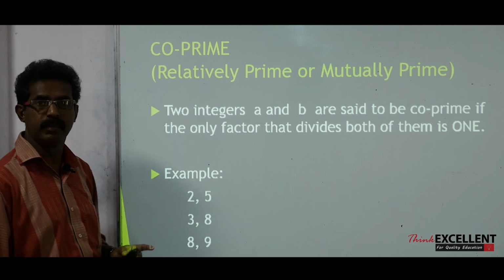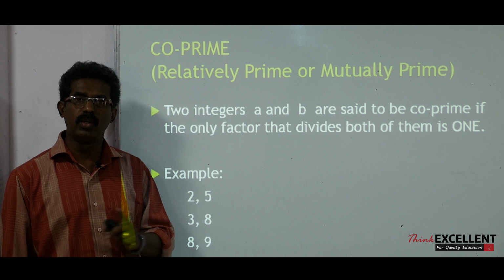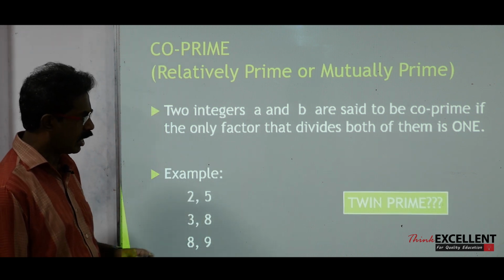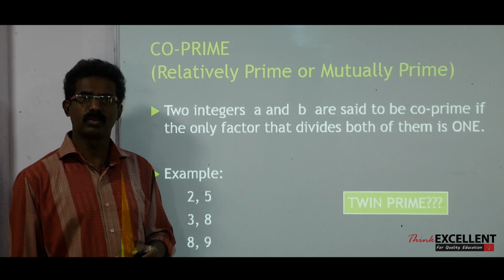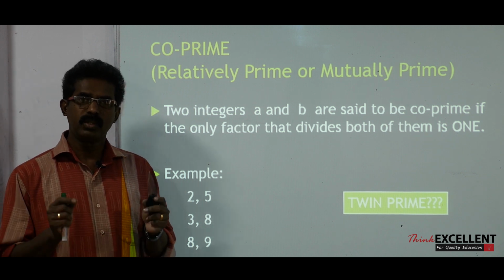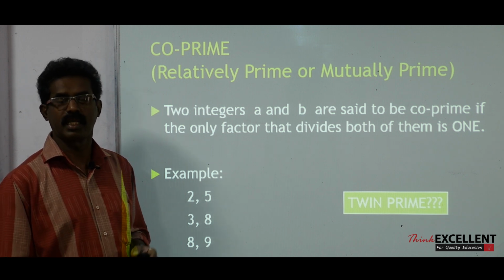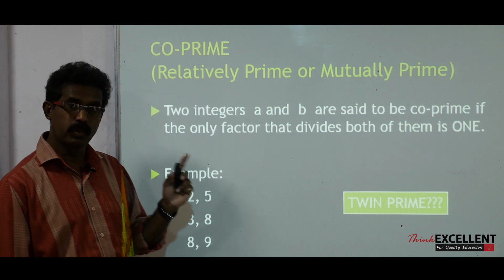So that is co-prime. Co-prime means they have no common factor other than 1. And one more is there, twin prime. You know what is twin prime? Two prime numbers whose difference is 2. Such prime numbers we call twin primes.